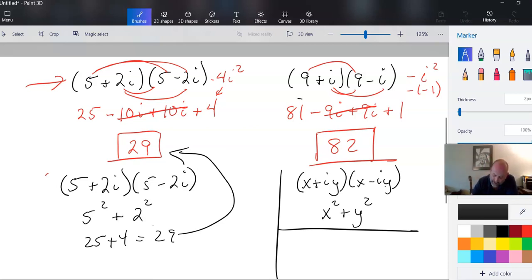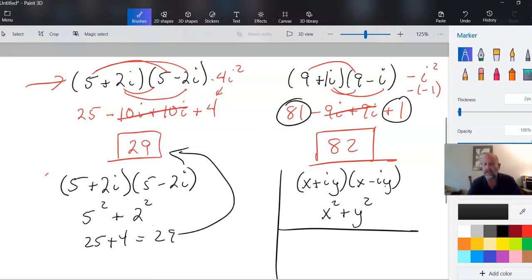And notice you can do the same thing over here. 9 squared is 81, that's this. And then plus 1 squared, which is right here. Again, the middle terms cancel out, and we get the whole thing. And we can use that shortcut, right? We can just square the 9, and then the coefficient of i in this case is 1. So we square the 9, square the 1, add them together, boom, we're done. That was not supposed to be a rhyme, but I'm okay with it.